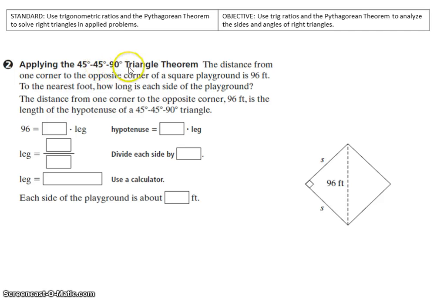We want to apply the 45-45-90 triangle theorem. So we've got here a park, and it's a square park. The playground is 96 feet on each side. And so we want to find out if we put a walkway from one side to the other, how long will that walkway have to be? Well, I've got a 45-45-90 triangle, so that means that the hypotenuse is going to be equal to radical 2 times one of the legs. So I do that. Now, to find out what it is, I'm going to divide by radical 2. So I got 96 divided by radical 2, so that means the leg equals 67.88, and we want to round this to the nearest foot, so that's going to be about 68 feet.